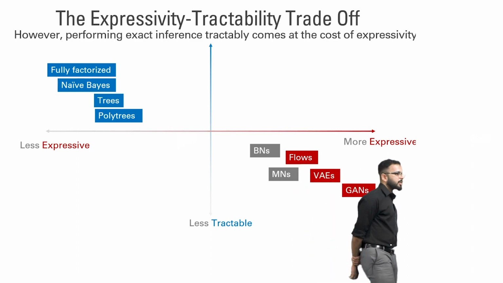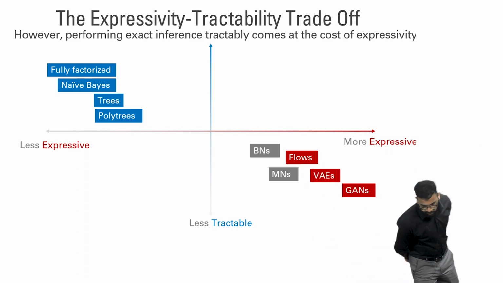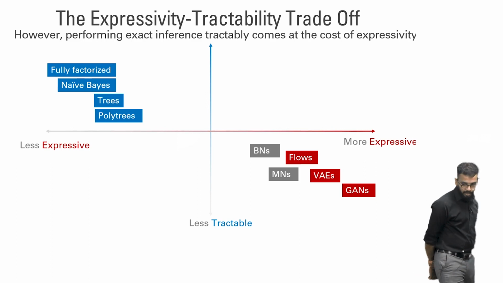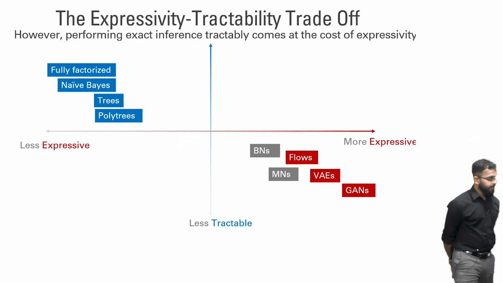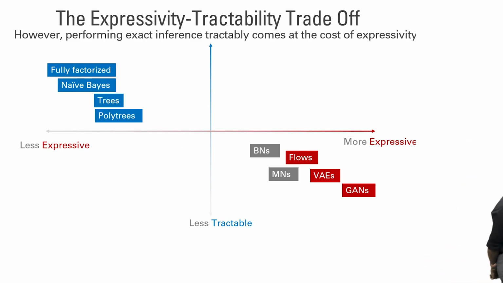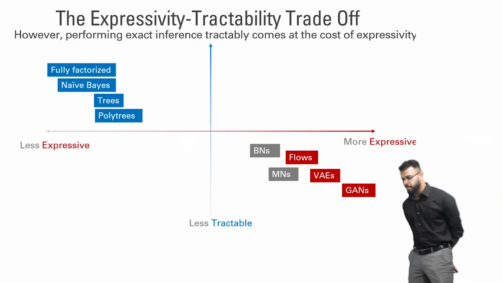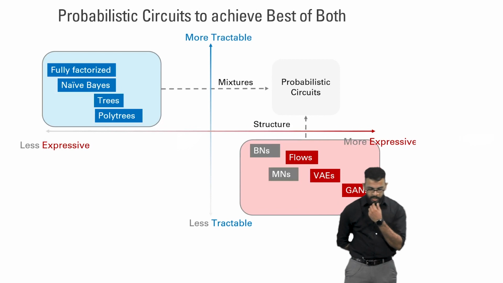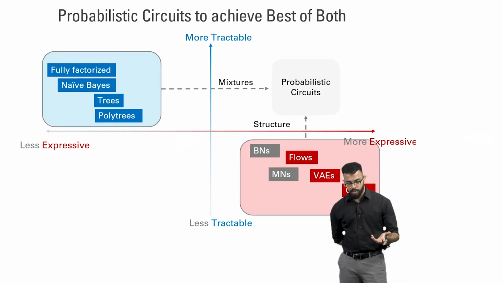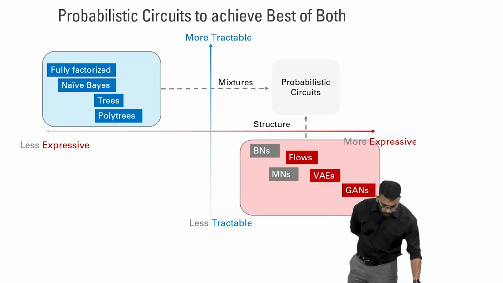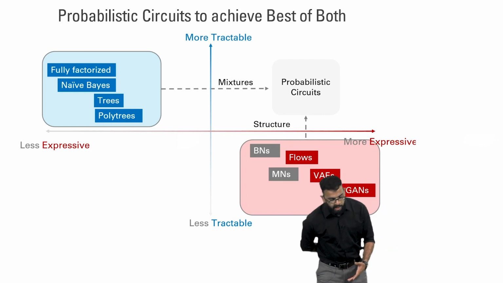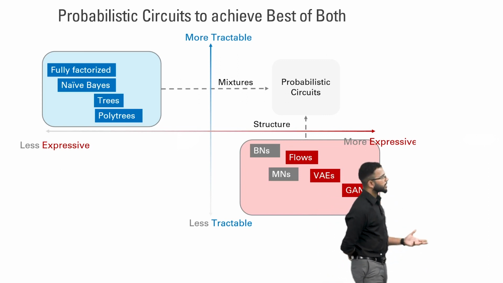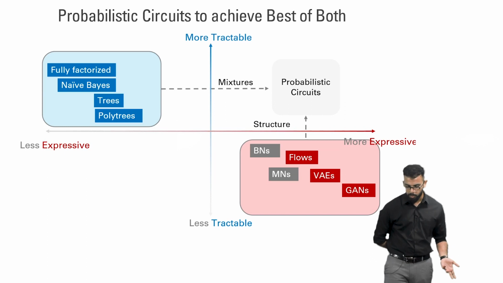But on the other hand, you have this more tractable class of models which have a lot of structure in them. They are not as expressive as your deep models, but they can do certain types of probabilistic reasoning, which also might be important in certain applications. And the whole idea behind this workshop and the research that I work on is how do you build classes of generative models that can achieve the best of both worlds?